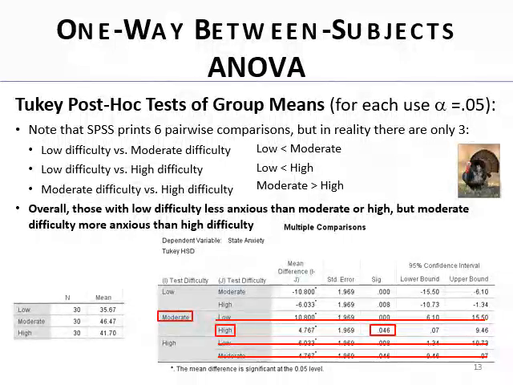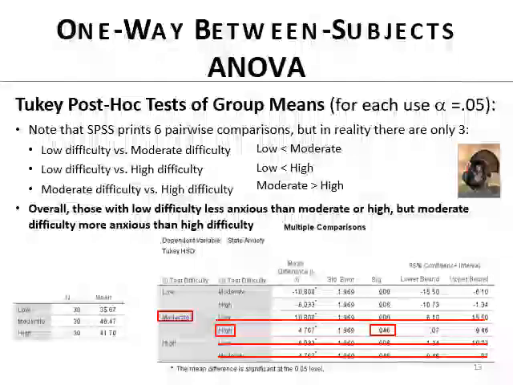How do you know that? Well, we know low versus moderate was significant, low versus high was significant, and looking at the means, they are the lowest mean. And then for the second part of that sentence, moderate difficulty was more anxious than high. Again, we know that the red boxes that are highlighted, moderate differed from high in anxiety. And who's higher? Moderate, right? Moderate was 46.47 and high was 41.70.